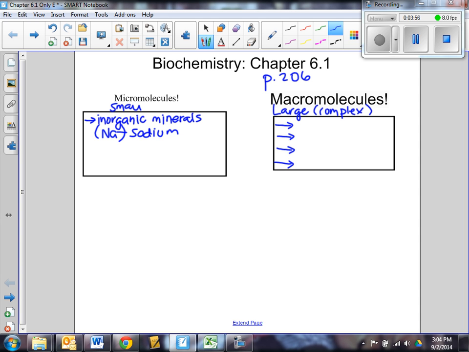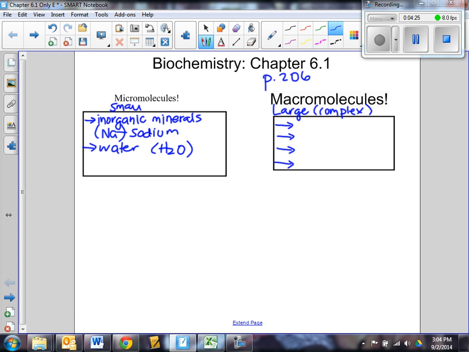When I say larger, I don't mean larger, for example, like water. Water is H2O. Technically, that's bigger than sodium, but not by very much. It's still a relatively small, relatively simple molecule. It is not huge. It is not complex. And so we wouldn't put it in the macromolecules category.